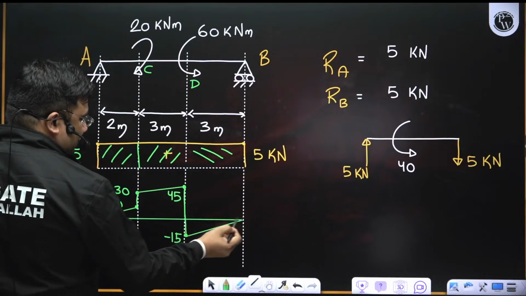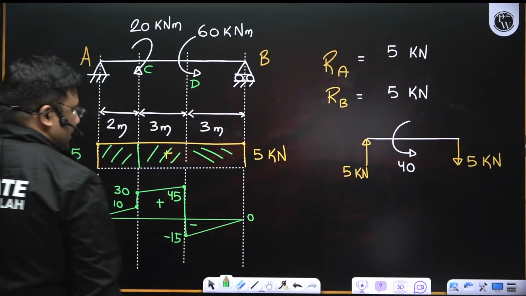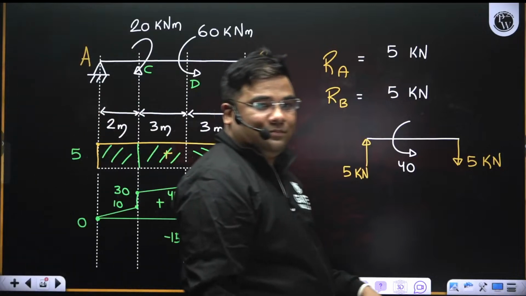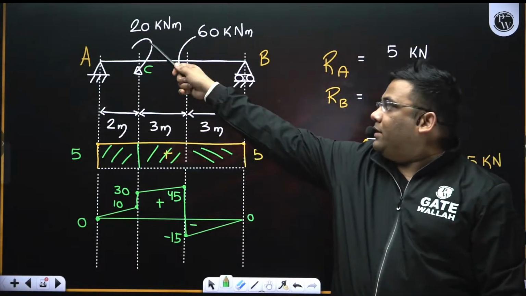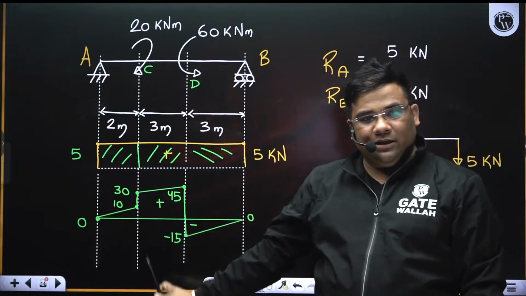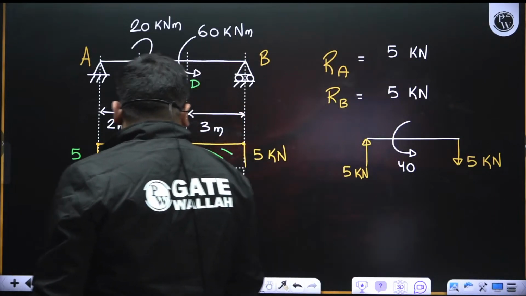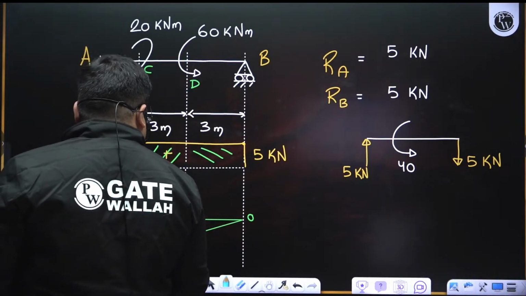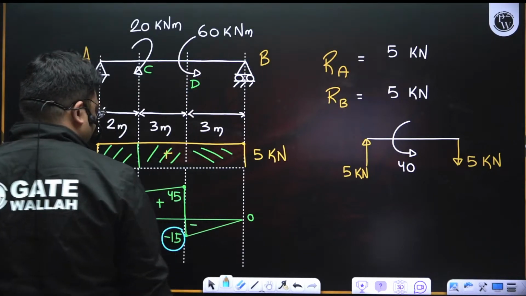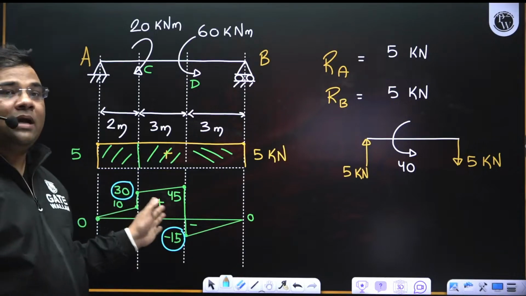So it will become 0 now, minus 15 plus 15, 0. So this is the bending moment diagram, right? Yes, this is the bending moment diagram. Report after the moment, okay? Whenever they're asking you the value, report after the moment. So if they're asking you at C, you have to mention 30. If they're asking you at D, you have to mention minus 15. Yes, or they might ask you the diagram also.